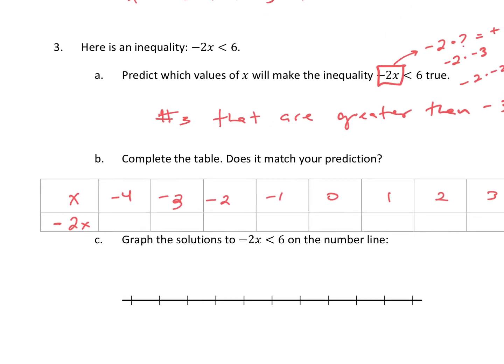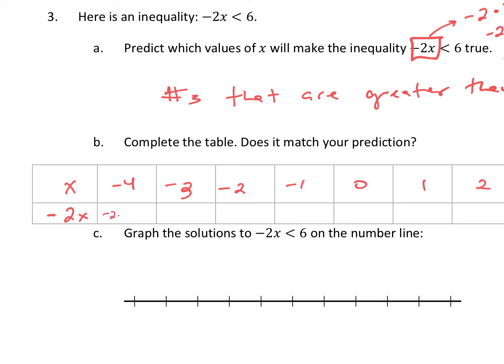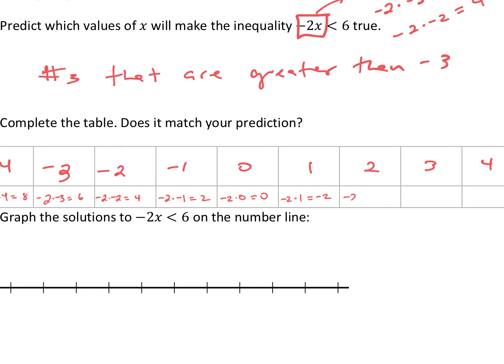All right, let's take a look at that. So first we do negative 2 times negative 4, and we get positive 8. Negative 2 times negative 3 is positive 6. Negative 2 times negative 2 is positive 4. Negative 2 times negative 1 is positive 2. Negative 2 times 0 is 0. Negative 2 times 1 is negative 2. Negative 2 times 2 is negative 4. Negative 2 times 3 is negative 6. And negative 2 times 4 is negative 8.